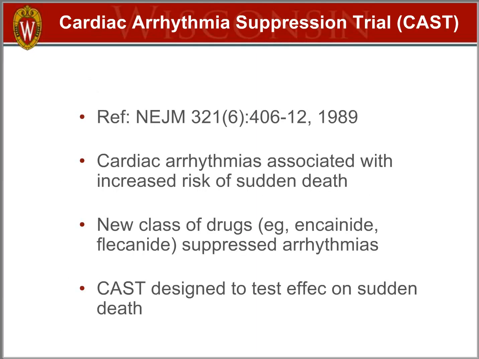Let's examine this idea in the context of a trial. The Cardiac Arrhythmia Suppression Trial was published in 1989 in the New England Journal of Medicine. It addressed the question that cardiac arrhythmias are associated with increased risk of sudden death. A new class of drugs were developed that suppress these arrhythmias. Encainide and flecainide were among them. The CAST trial was designed to test the effect on sudden death.